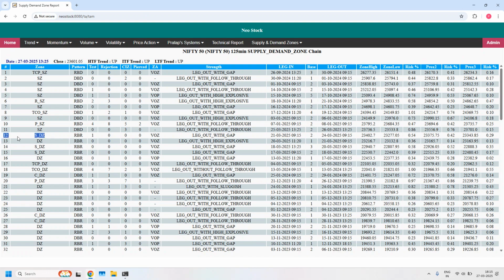This is the nearest demand zone to the current closing price, and serial number 11 is the nearest supply zone. I will always be marking the nearest demand zone to the current closing price, and the one above is the nearest supply zone, and after that you can see the chain. Okay, next.